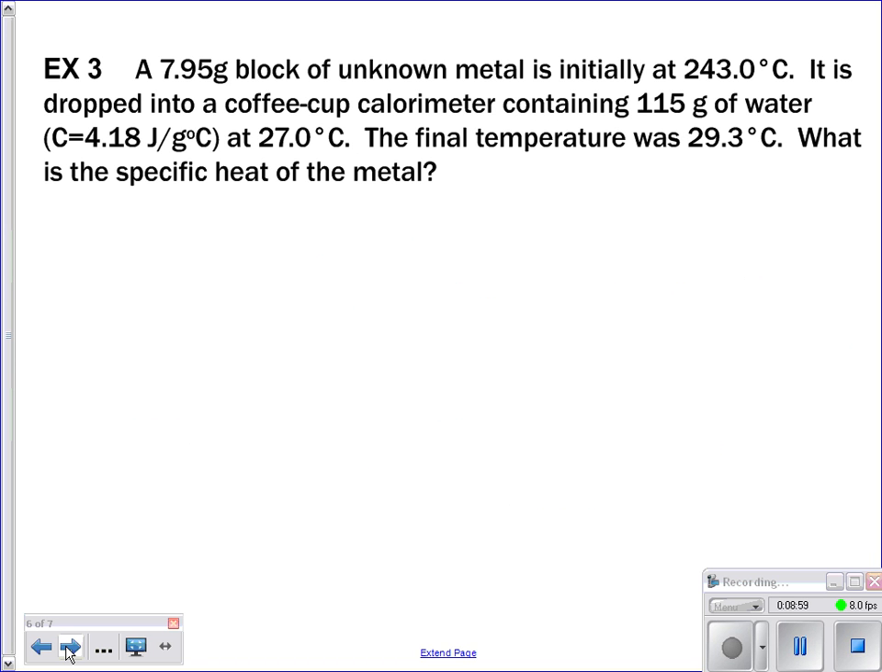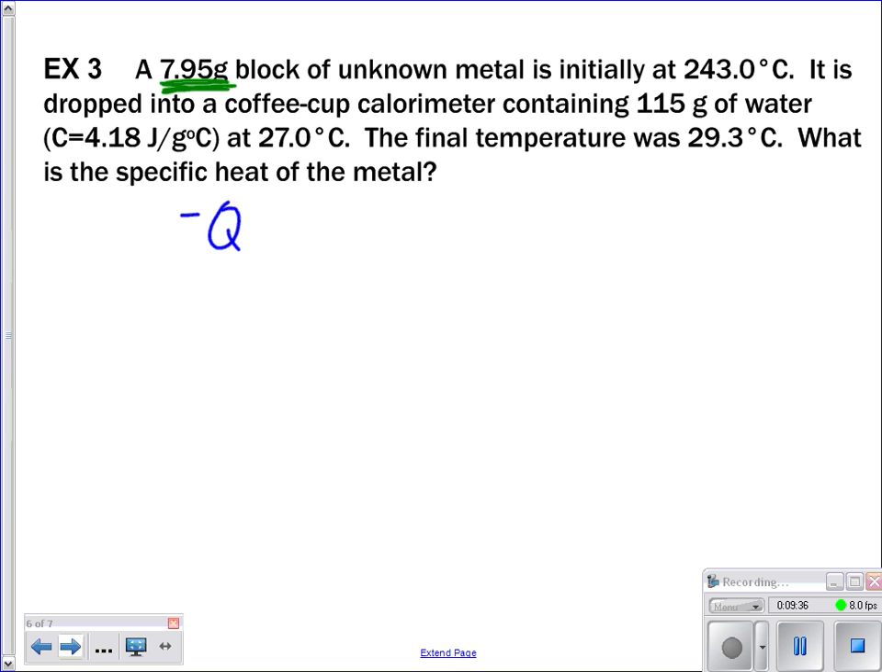In this one, we have a block of unknown metal, and on your notes, you might have this omitted, so make sure you add that in if it's not added already. A 7.95 gram block of an unknown metal initially starts at 243 degrees Celsius. It's dropped into a coffee cup calorimeter containing 115 grams of water at 27 degrees Celsius. We know the final temperature of the system is 29.3 degrees Celsius. We want to solve for the specific heat of the metal. This sounds really similar to what you're going to see in lab.